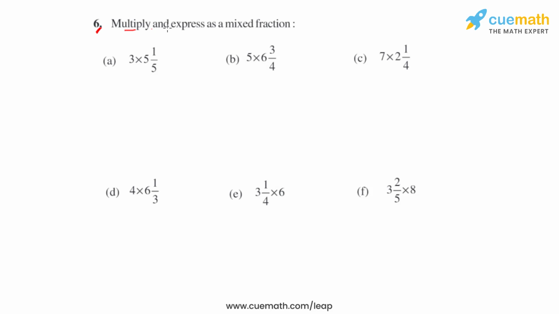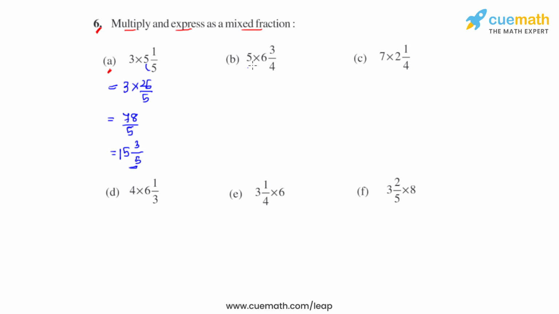Question number 6 says multiply and express as mixed fractions. In part A we have 3 times 5 1/5. We'll write it as 3 times, converting 5 1/5 into an improper fraction. 5 times 5 is 25, 25 plus 1 gives us 26. So 26 over 5. Now multiplying these two gives us the product as 78 over 5. Now when we divide 78 by 5, we get the quotient as 15 and the remainder as 3. So the mixed fraction for this will be 15 3/5.